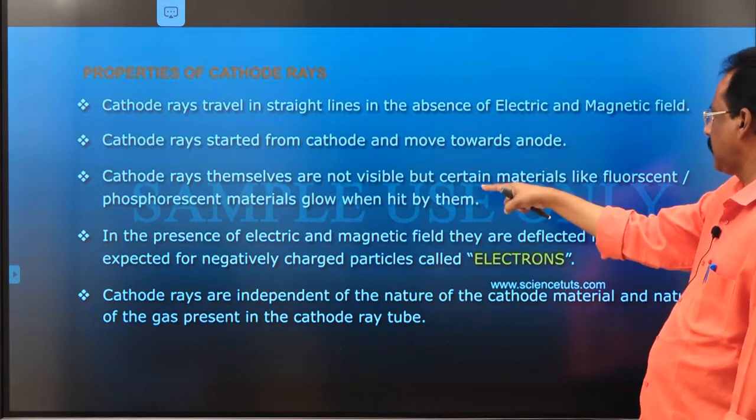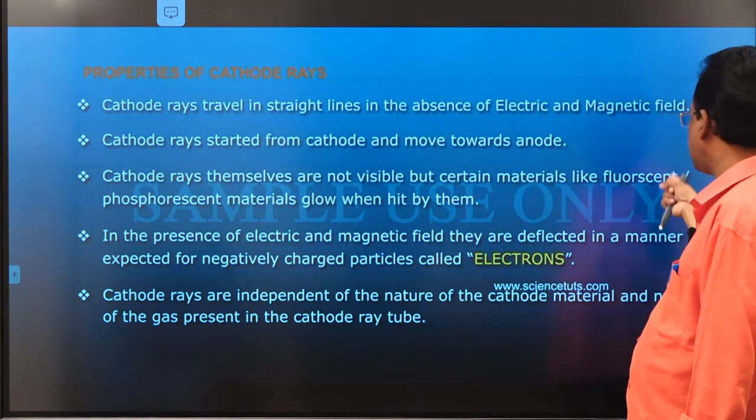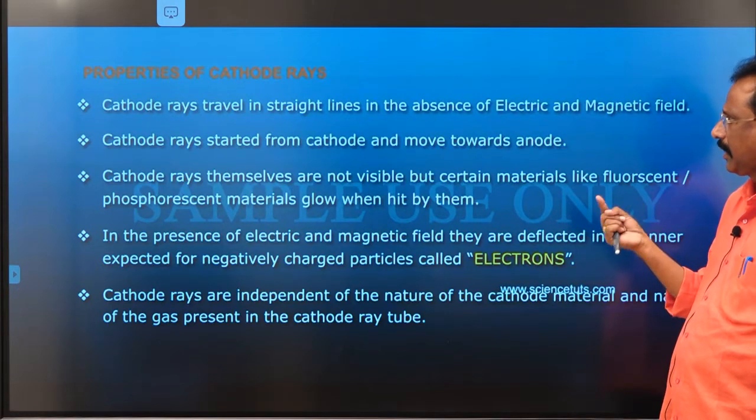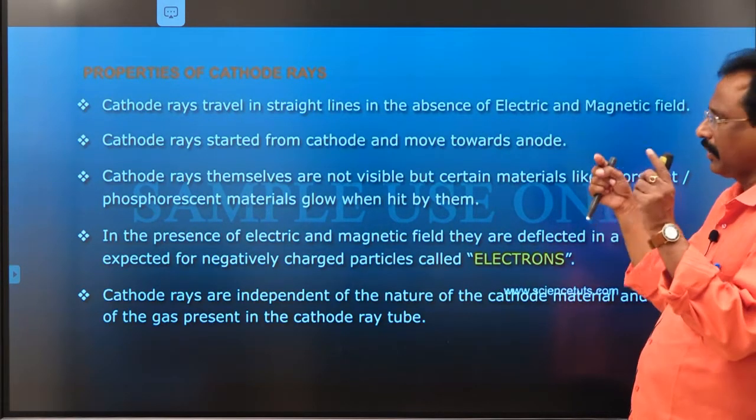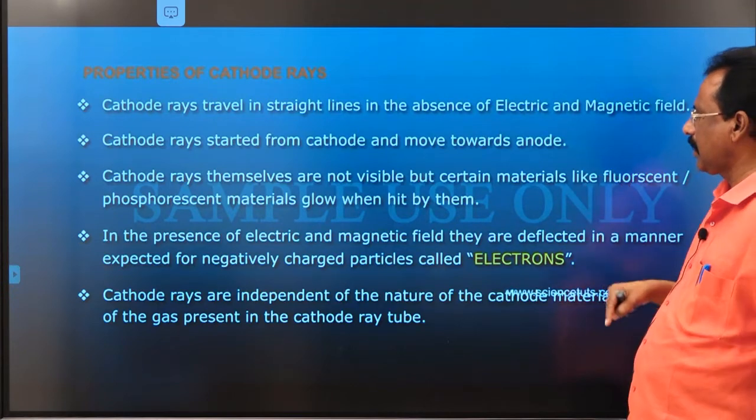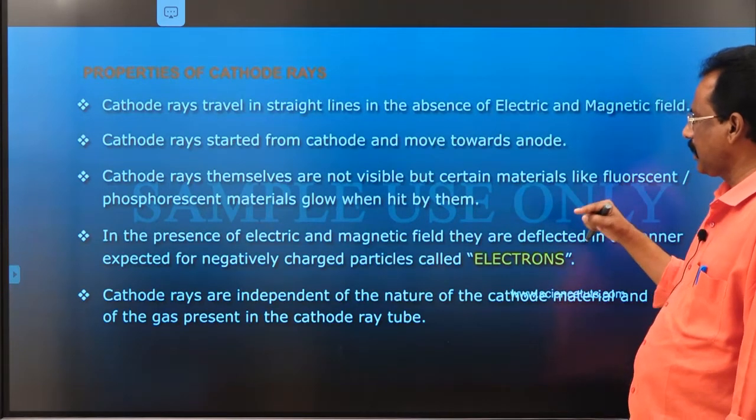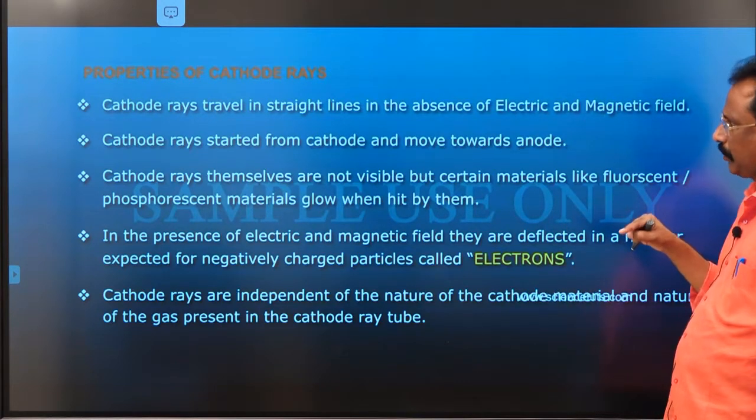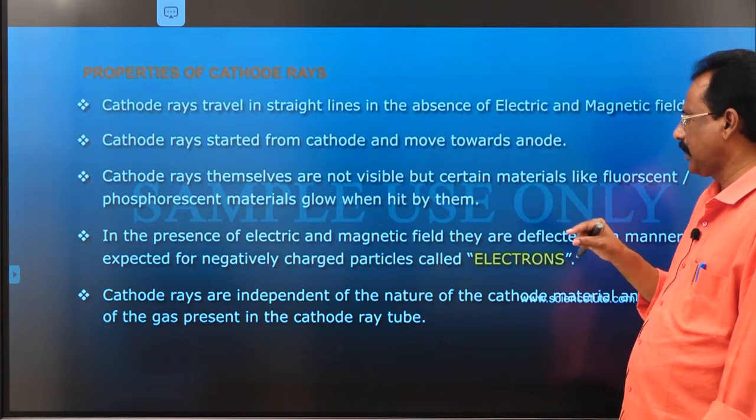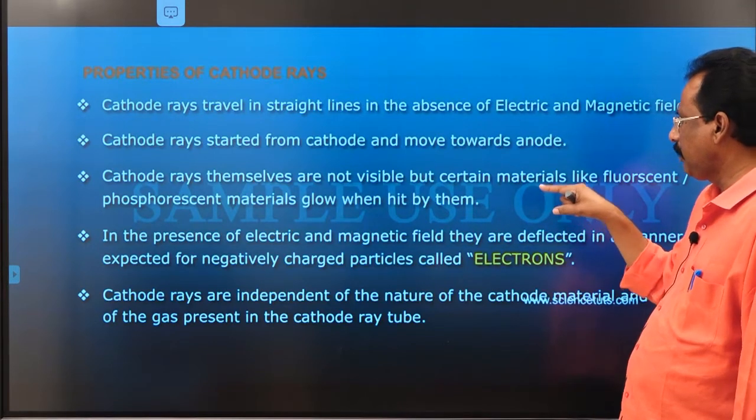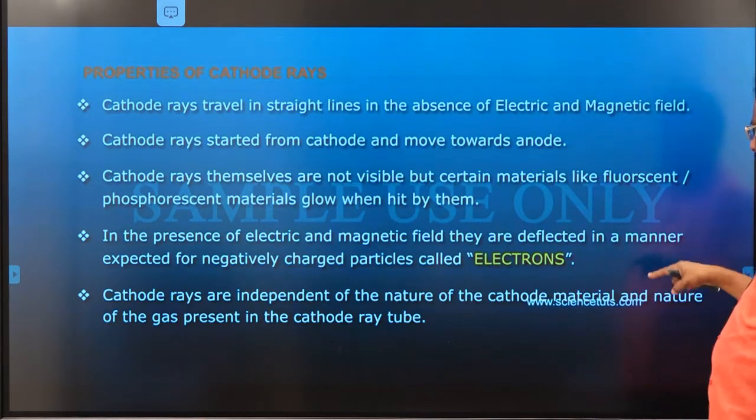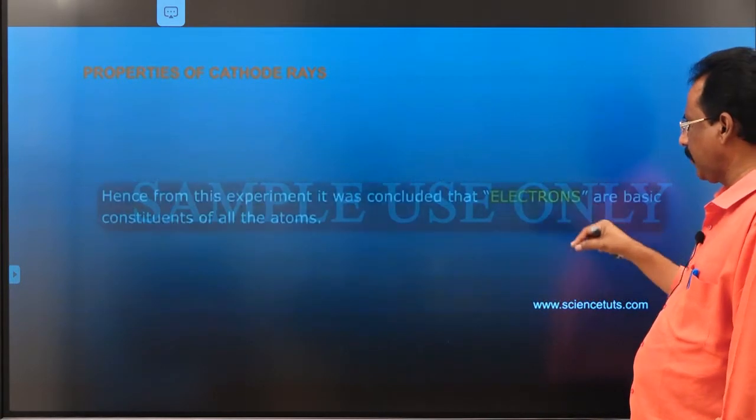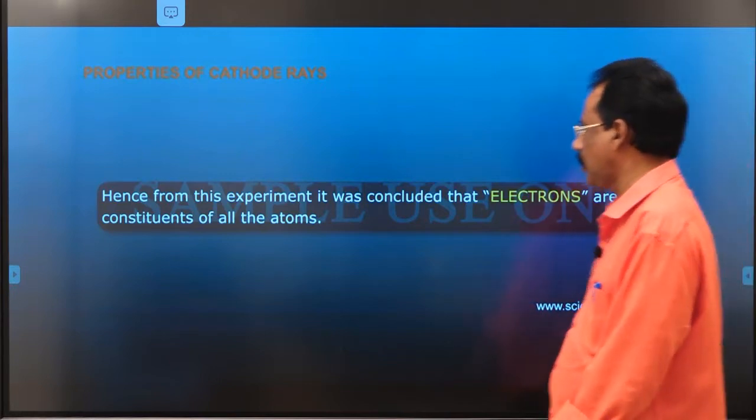So they are not visible, see here, but certain materials like fluorescent or phosphorescent material like zinc sulfide, when the cathode rays strike zinc sulfide, immediately scintillations are observed. So with the help of that, it is possible to see the propagation of the cathode rays. In the presence of the electrical and magnetic field, they show some deflection from their original path because they are negatively charged particles.